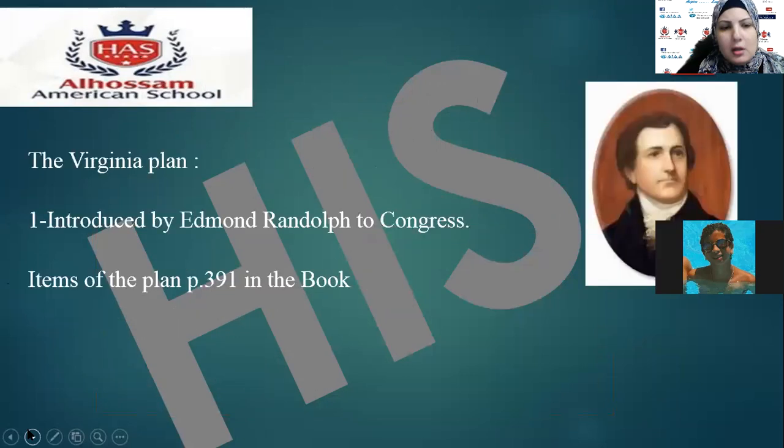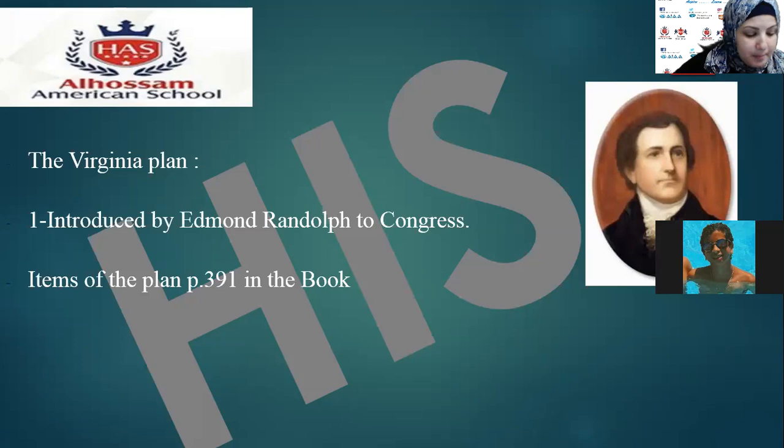What's the Virginia Plan? What was this plan looking forward to do? This plan was introduced by Edmund Randolph. He introduced this to the Congress. Why did this man do so? Because there was so much disagreement about how states would be represented in the new Congress. There was so much hassle and discussion regarding this part. If you look with me on page 391, you will see the Virginia Plan.